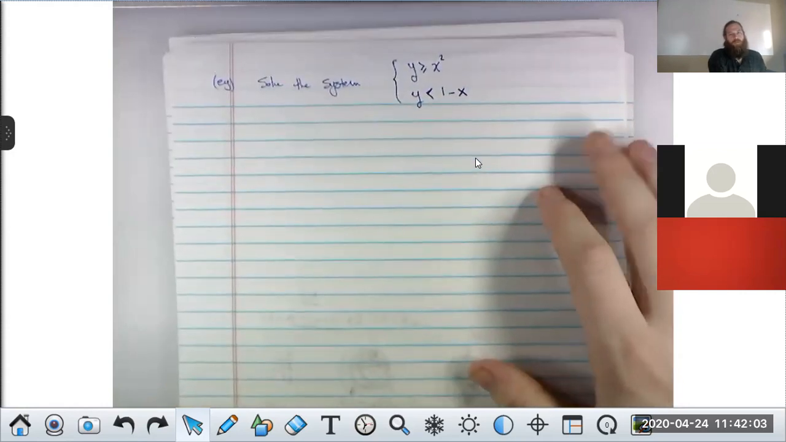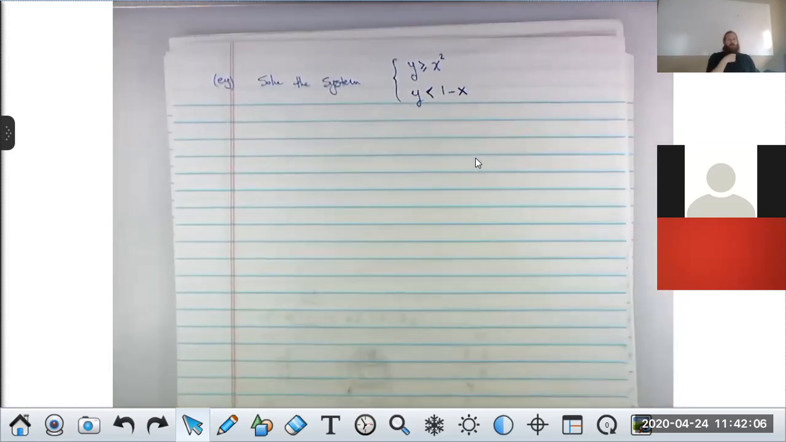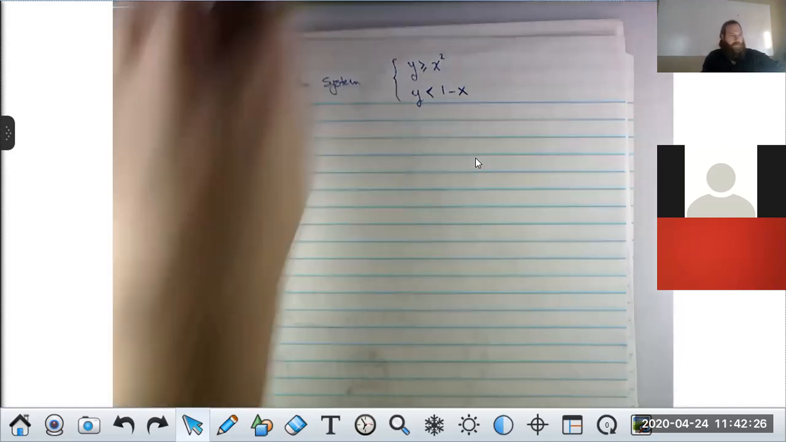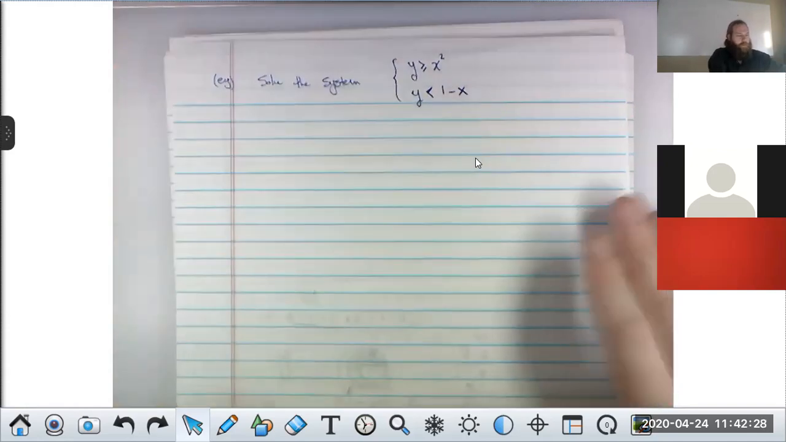Okay. This is a nonlinear system of inequalities, but we solve it the same way we solve a linear system of inequalities. So for equations, we have different methods for different situations. If it's linear, we use the elimination method. If it's nonlinear, we use the substitution method. But for systems of inequalities, we just graph. We always just solve using the graphs. So I'm going to graph the corresponding equations.